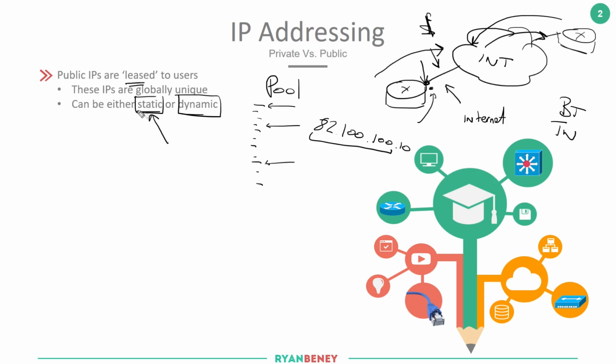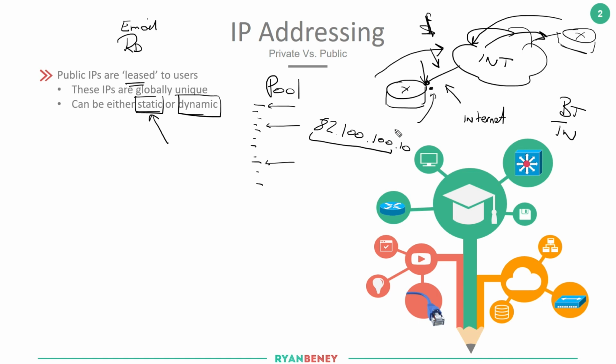Now, the reason you might want a static IP address is if you have some sort of hosting. Let's say, for example, maybe you have an email server. Maybe you like to do something like remote desktop into your PC from a remote location, and you always want to know what your IP address is so you can connect to it. Those are some of the reasons why you might want a static IP.